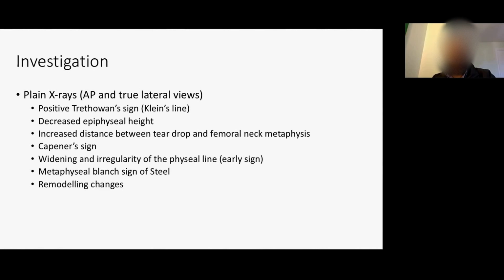There are a few radiological features that you are looking for, such as a positive Trethowan sign, which is also called Klein's line. Decreased epiphyseal height is a subtle sign, so you have to be mindful when looking at these X-rays. There may be increased distance between the teardrop and the femoral neck metaphysis, and widening and irregularity of the physeal line. In delayed presentation, there can be remodeling and sclerosis.